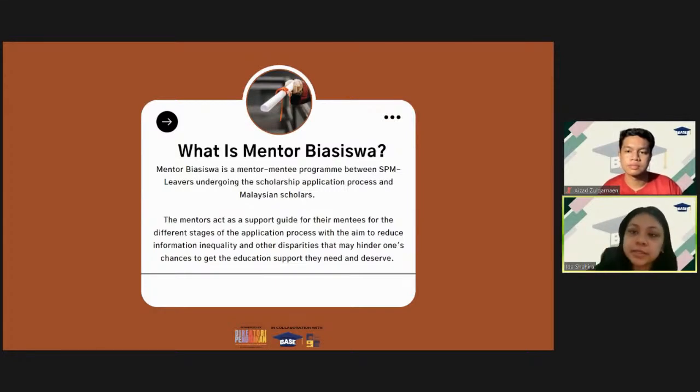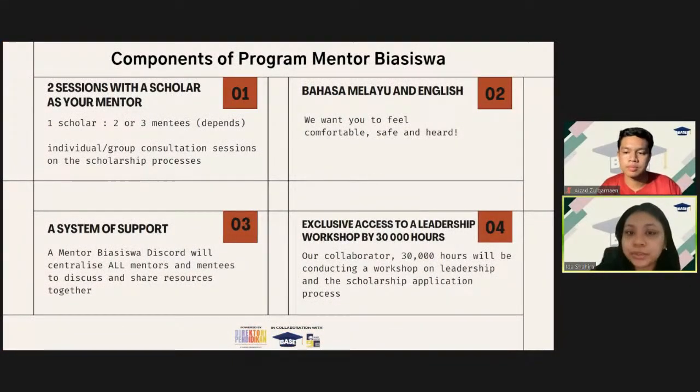And what Mentor Biasiswa does is essentially support you guys. We're not going to be spoon-feeding you the answers to everything for the scholarship. Otherwise, that's rather counterintuitive to the goal of the project. But instead, it's mainly to inform and support, as Isaac will touch on later on. So there are a few different components to the program. It's not just the mentoring. There are also other aspects as well.